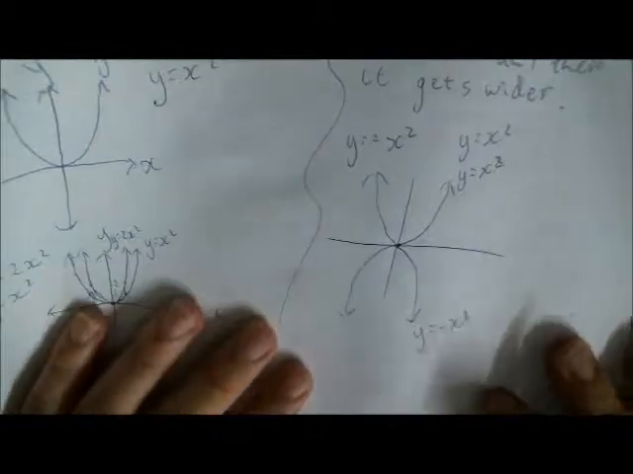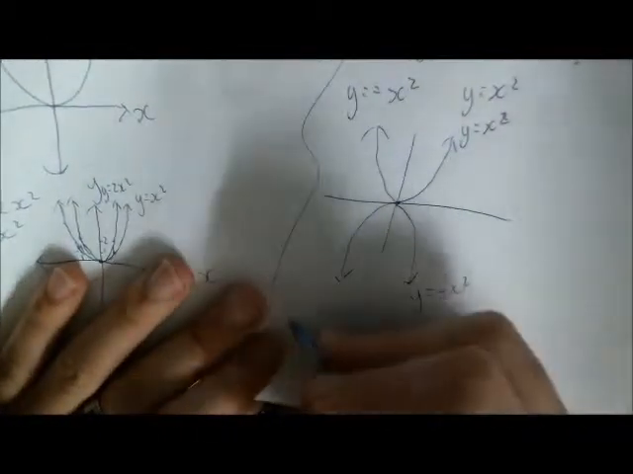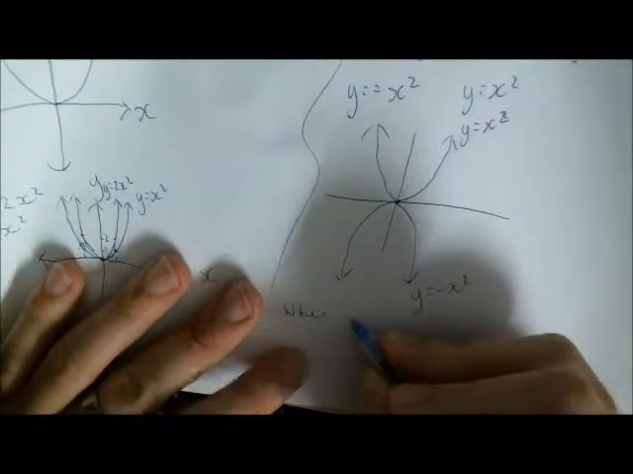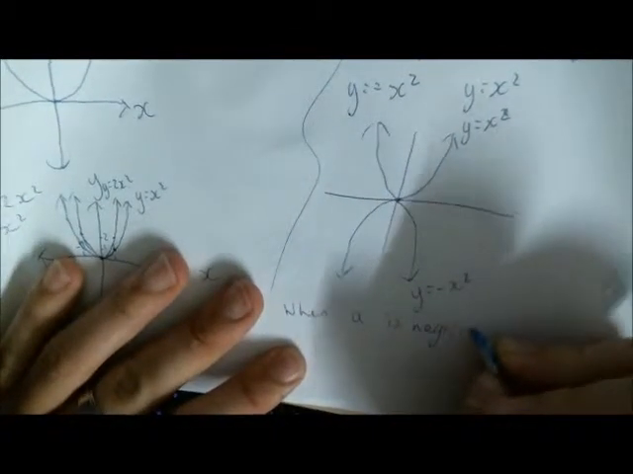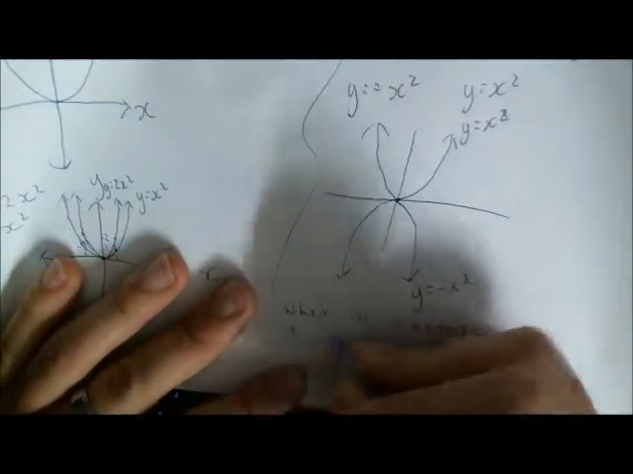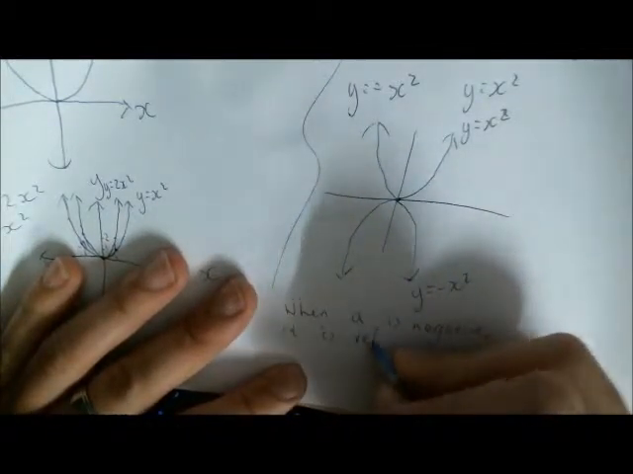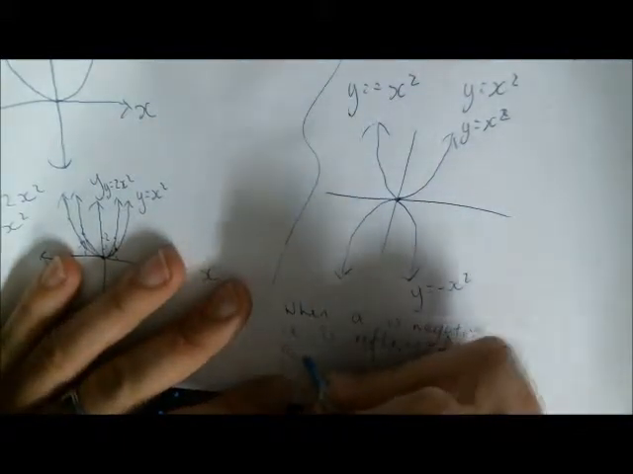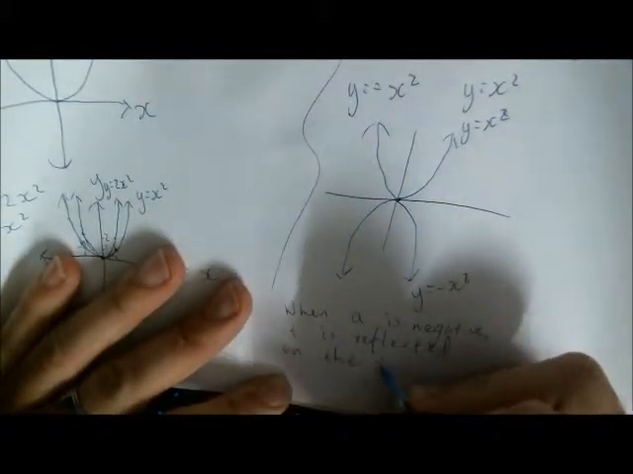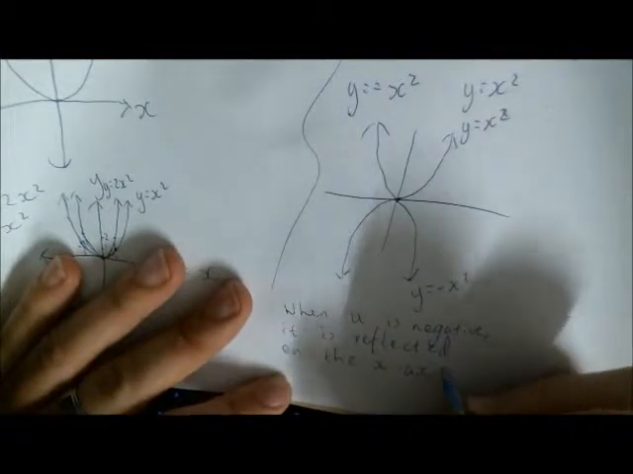So what we can say is that when a is negative, it is reflected on the x-axis. Alright.